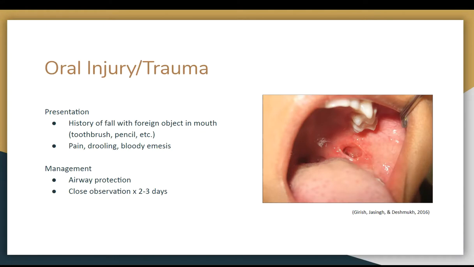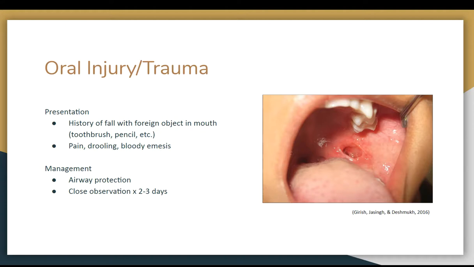Lastly, it's not uncommon to see oral trauma in children. Typically, this is caused by a fall with a foreign object in the mouth, so a toothbrush, a pencil, etc., or even a fork or a spoon. These patients are going to present with pain, drooling, and bloody emesis. Airway protection is the key here. Most of these things are going to heal on their own, but we just need to make sure that the swelling is not so severe that it's going to cut off their airway.